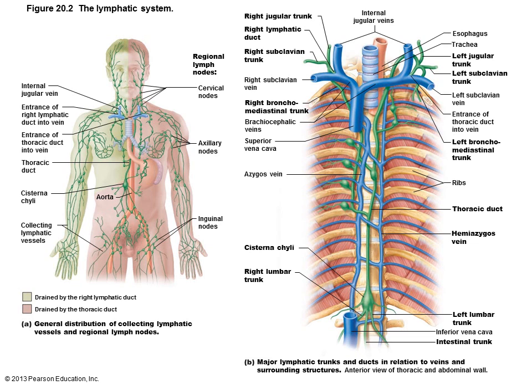Lymph fluid is transported by the milking action of skeletal muscle, pressure changes in the thorax during breathing, valves to prevent backflow, pulsations of nearby arteries, and contractions of smooth muscles in the walls of lymphatics.